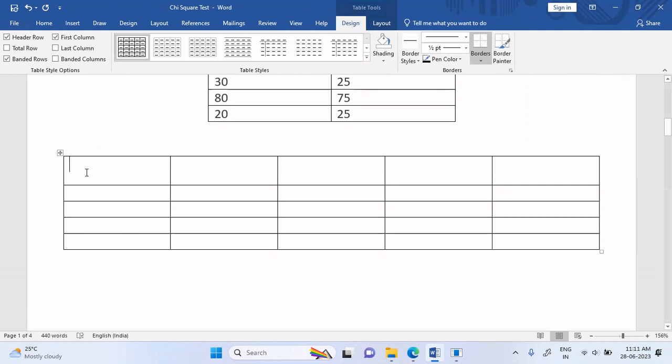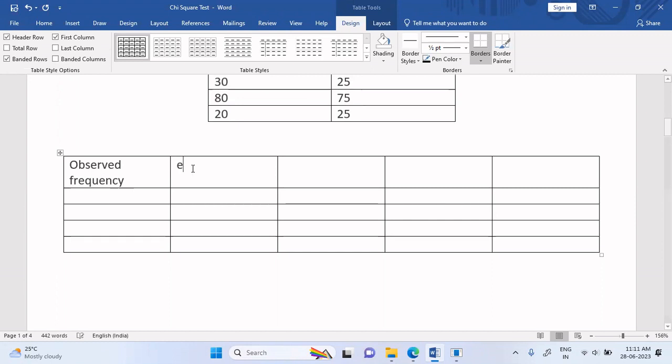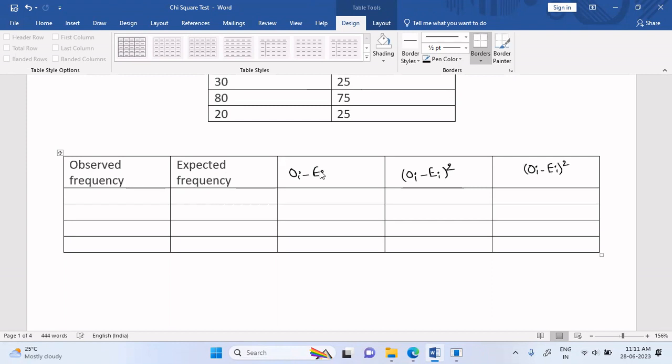So in the first column, observed frequency. In the second column, expected frequency. In the third column, we represent a formula, which is the difference of observed frequency minus expected frequency. In the fourth column, we do a square of difference between observed frequency minus expected frequency, whole square. And in the last column, we do observed frequency minus expected frequency whole square by expected frequency. So coming to the values, what are our observed frequency values?